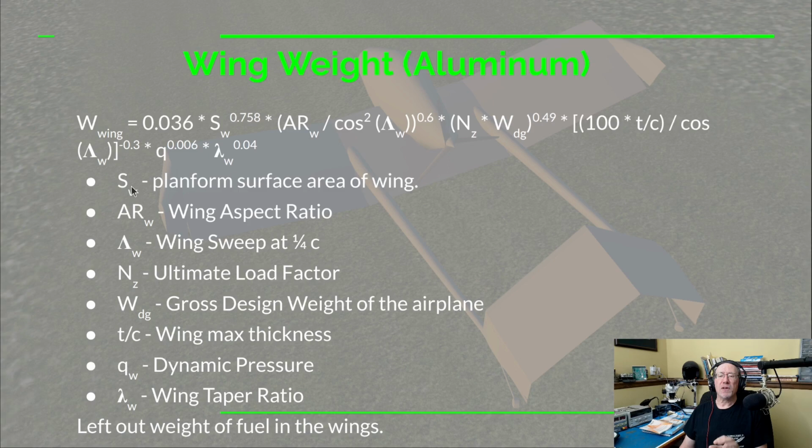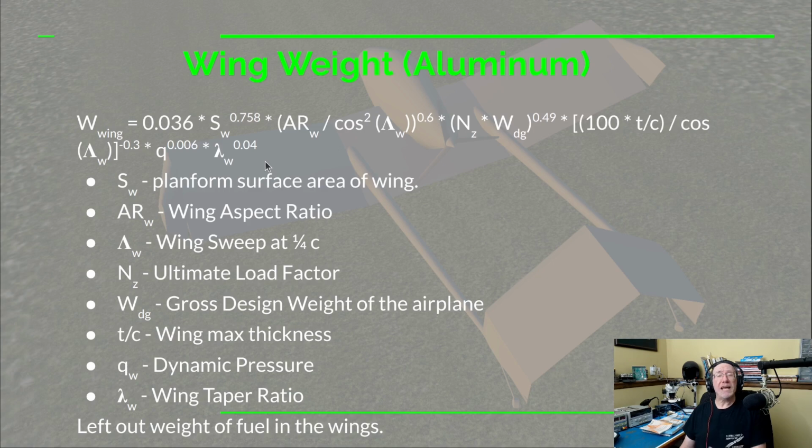So for example, the planform surface area, the aspect ratio, in other words, the ratio of the span to the chord, the sweep of the wing in degrees, the ultimate load factor, which is going to be your regular load factor, like 3.8 Gs, and then you multiply that by 1.5 to get your ultimate load factor. The design gross takeoff weight, the thickness over chord ratio, the dynamic pressure, and the wing taper ratio. That would be the chord at the tip divided by the chord at the root.